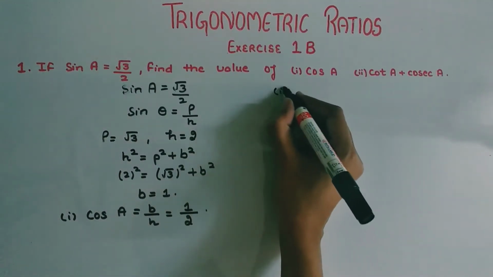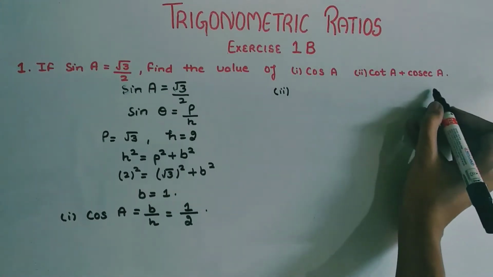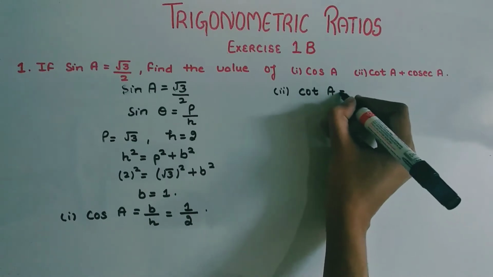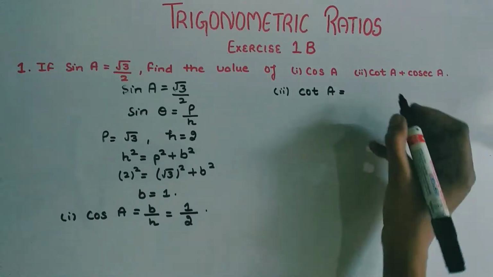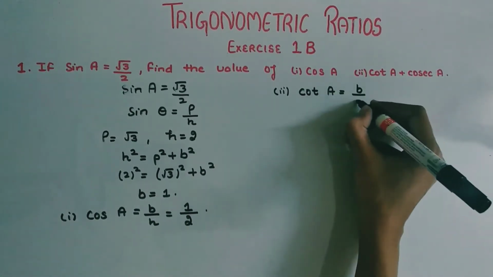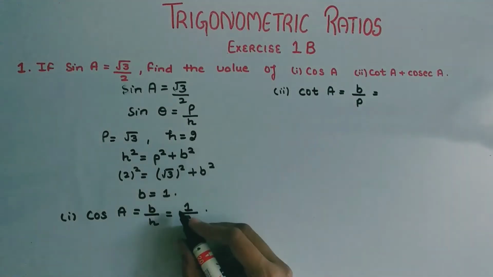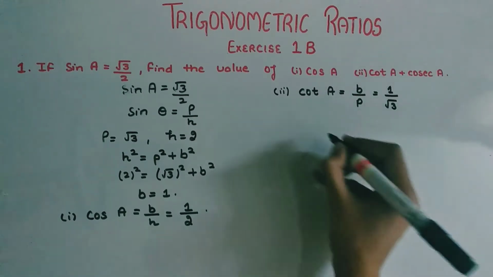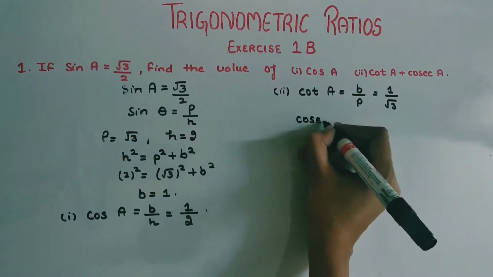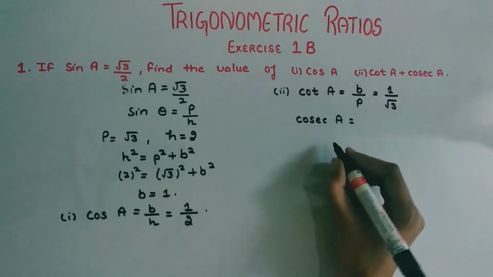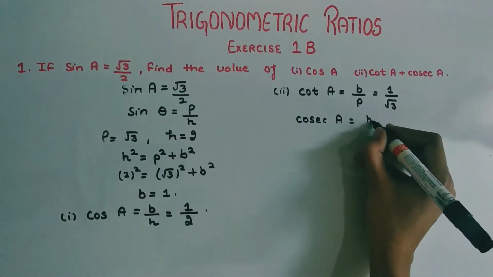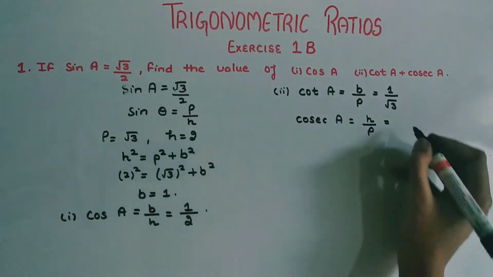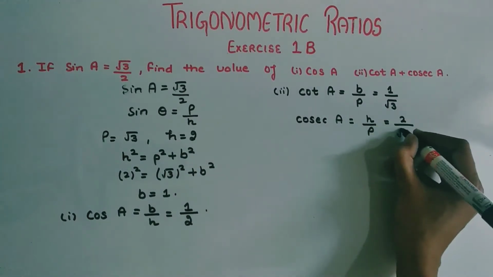Similarly, we have cot A plus cosecant A. First of all, we will find the value of cot A. Cot of any angle is ratio of base to perpendicular. We have value of base as 1 and that of perpendicular as under root 3. Next we have is cosecant of angle A. Cosecant of any angle is ratio of its hypotenuse divided by perpendicular. Value of hypotenuse is 2 and that of perpendicular is under root 3.